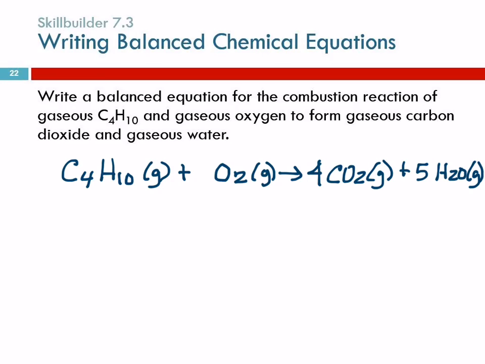Now we're going to look at the oxygen. The oxygen is by itself on this side, but it's in 2 places over here. So let's look at this. 4 times 2, there's 8 oxygens in that one. And 5 times 1, there's 5 oxygens over here. 8 plus 5 equals 13. So I need to multiply O2 by some number to get 13.